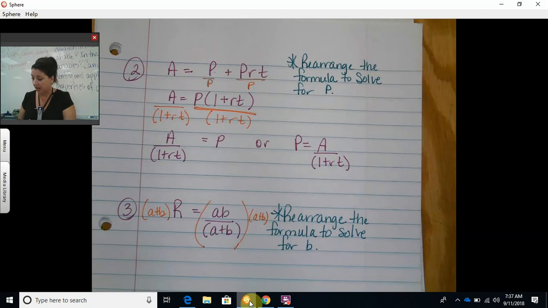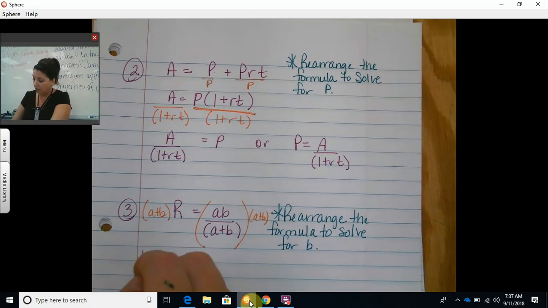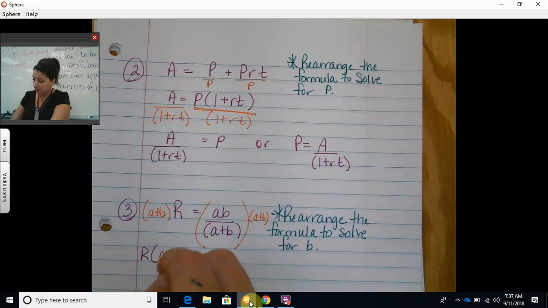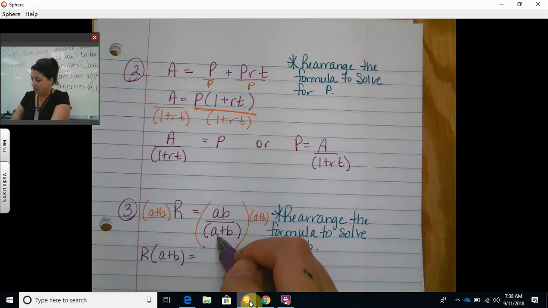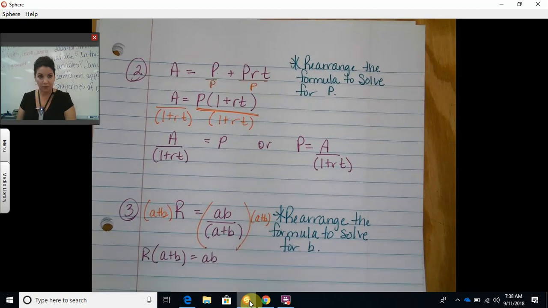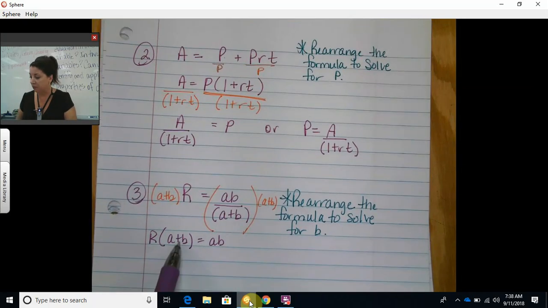So on the left side, I have R, open parentheses, A plus B equals, on the right side, A plus B and A plus B cancels, and so I just have AB in the numerator. And I'm trying to solve for B. So if I divide both sides by A plus B, then I'm just going to end up with what I started with. So that's not really going to help me.